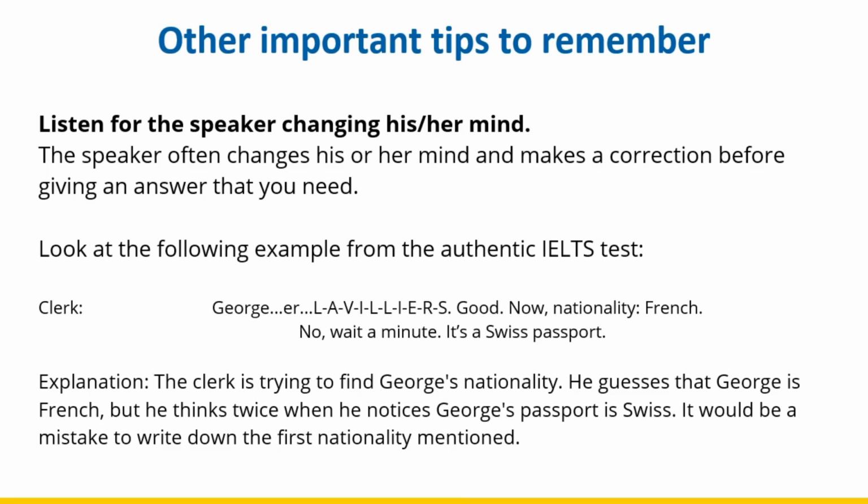So here we have an example from the authentic IELTS test. As you see, you have a clerk saying a couple of sentences. For example, he or she would say something like this: George, and you see the spelling of the last name. Good. Now, nationality, French. No, wait a minute, it is a Swiss passport. So as you see, the speaker in this case actually changed his mind from French to Swiss passport. So you have to be very careful what kind of answer you write down.